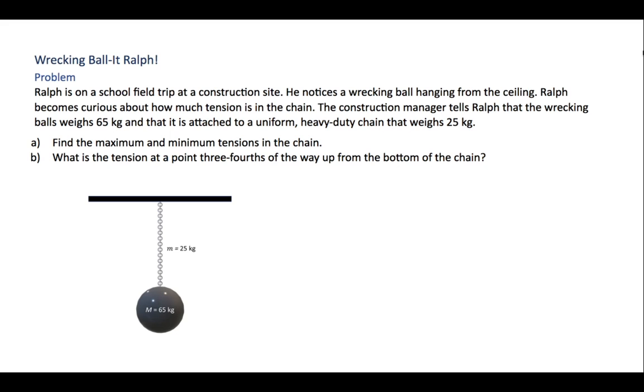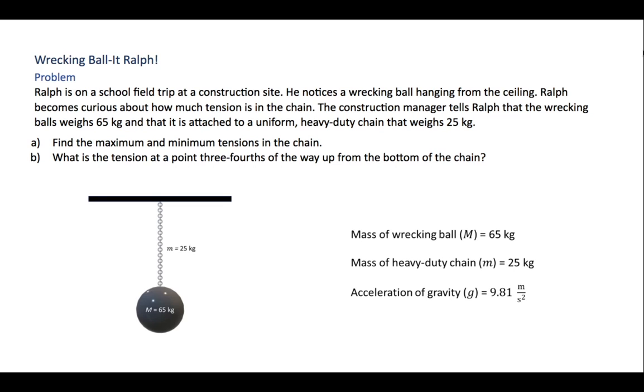The problem states that Ralph is on a school field trip and notices a large wrecking ball hanging from the ceiling. As a curious physics student, he wonders how much tension is being placed on the chain. He was informed that the weight of the wrecking ball is 65 kilograms and the weight of the uniform heavy-duty chain is 25 kilograms. Because we are focused on tension of something hanging completely vertically here on Earth, we can account for the acceleration of gravity, which is 9.81 meters per second squared.